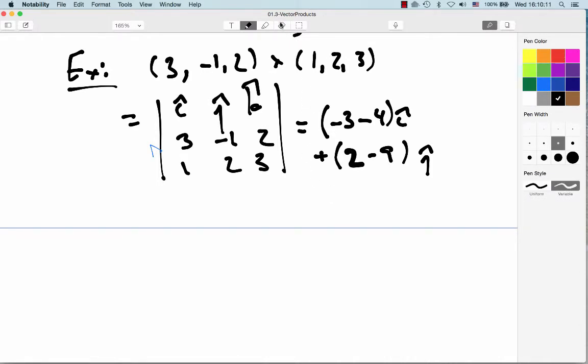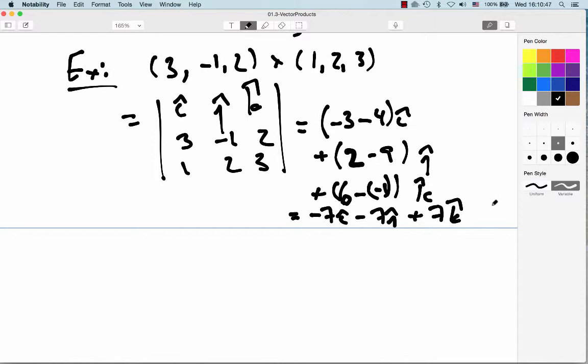And then, there we go. And then finally for the last piece, the k-hat piece, we get 3 times 2 is 6 minus a negative 1 times 1 is negative 1. Okay, so it's negative 7 plus 7, so we get negative 7i hat minus 7j hat plus 7k hat. And there's your answer.